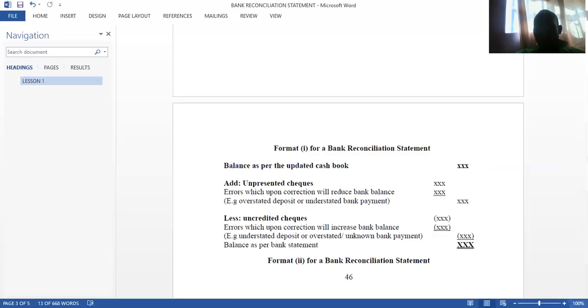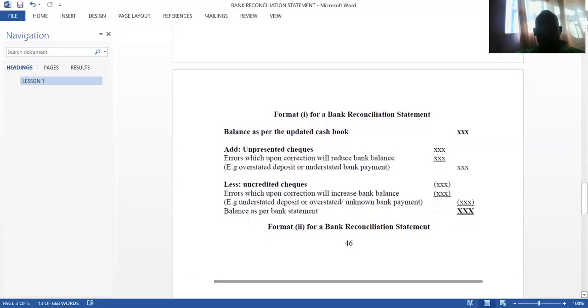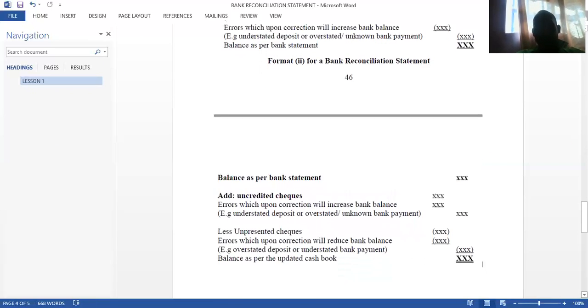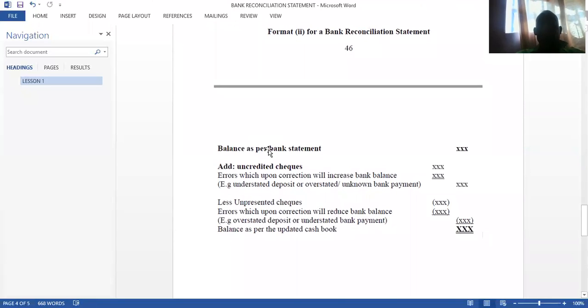We have got the format number two, and format number two is a case whereby now you start with the balance as per the bank statement. If you start by the balance as per the bank statement, you add uncredited checks and then you raise unpresented. And then it's actually like the opposite of the first format.